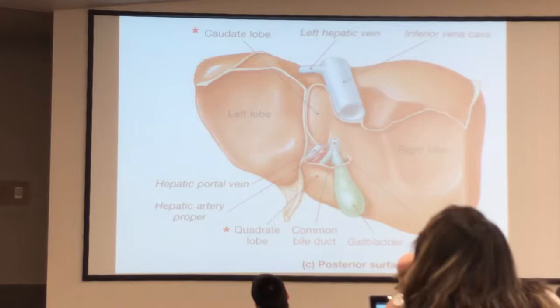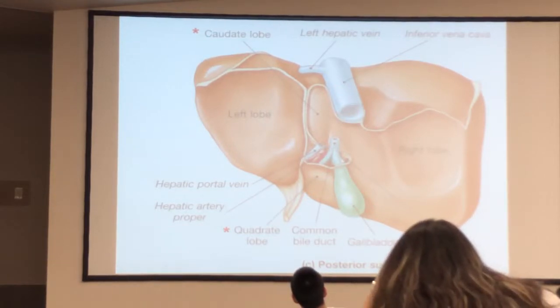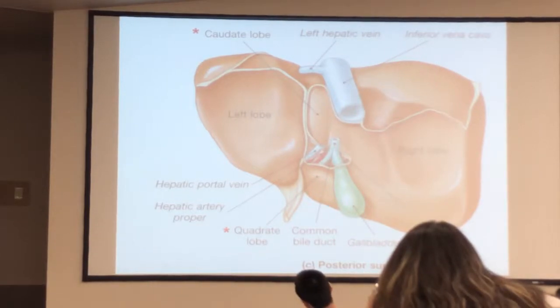And sending in the nutrients is the hepatic portal vein. Sending in the fresh oxygen is the hepatic artery proper, and this one would be the common bile duct, and that's the gallbladder. Usually we have right lobe, left lobe. We have small ones here, caudate and quadrate. This is a very small part.